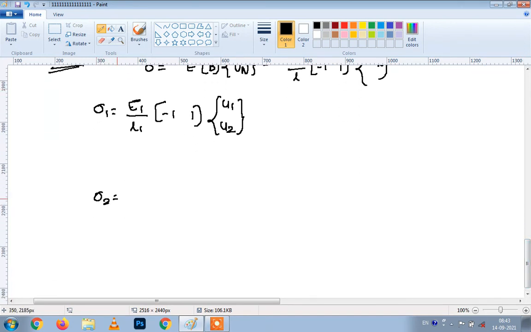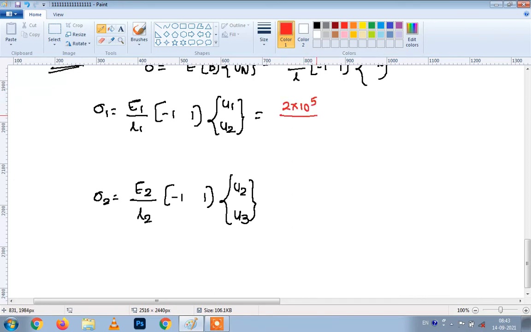Similarly, I will write down the formula for element number 2: E2 by L2 into minus 1, 1. Now the second element is connected between node 2 and node 3, so here it will be u2, u3. The value of E is given in the numerical as 2 into 10 raised to 5. So 2 into 10 raised to 5 we will consider here, divided by the length of the first element, which is 50. Here minus 1, here 1, into u1 and u2.